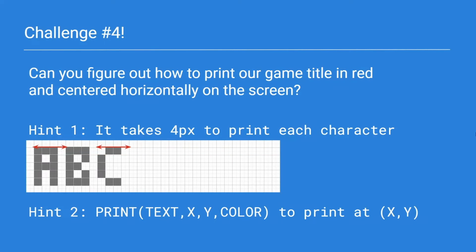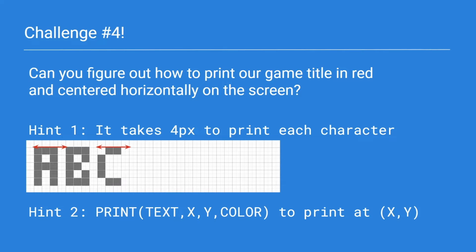We're now coming up to our last challenge, and this will be the last challenge for this lesson. What we want to do for our game is center the title of our game into our screen horizontally. Can you figure out how to do this and print it somewhere in red so that it is centered horizontally on our screen? I'll give you two hints to execute this.